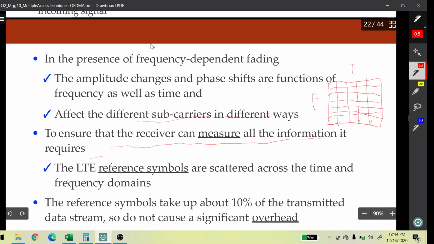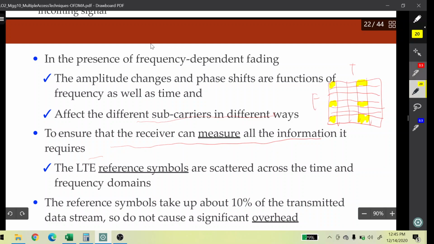this one is T, this one is F. So the reference symbol is scattered across the time and frequency domain. It is allocated around this part.